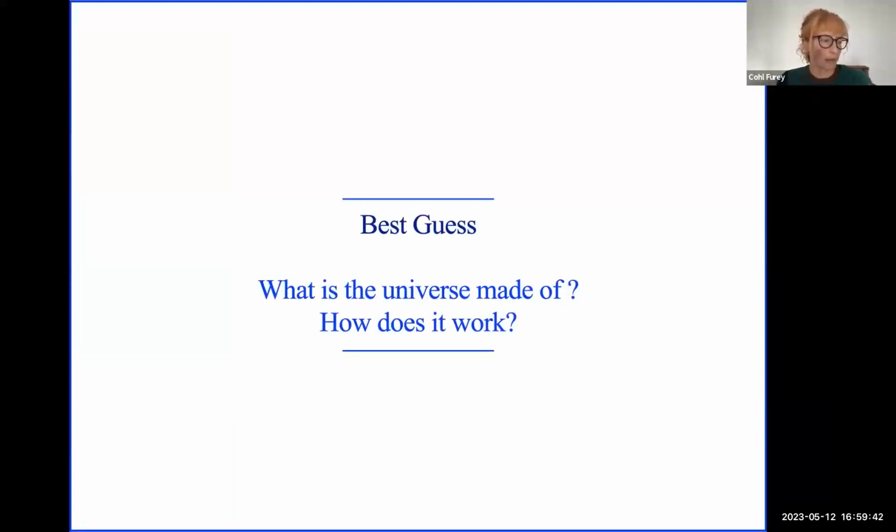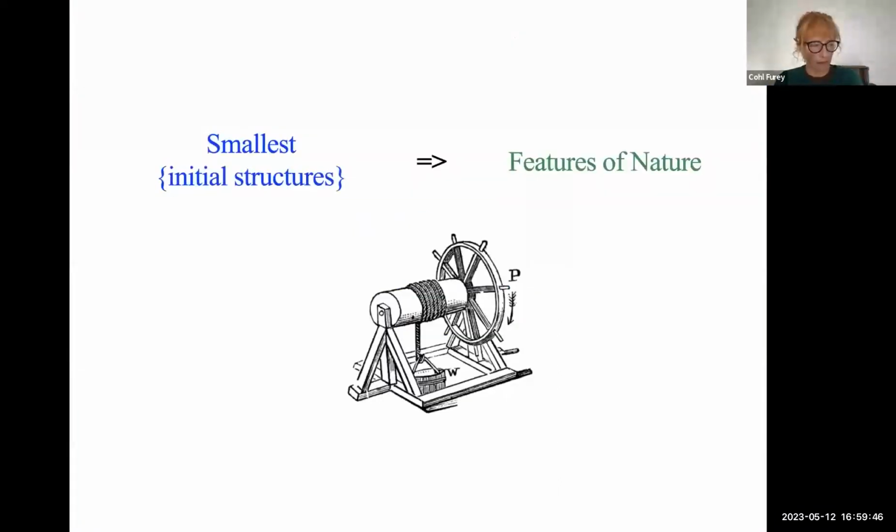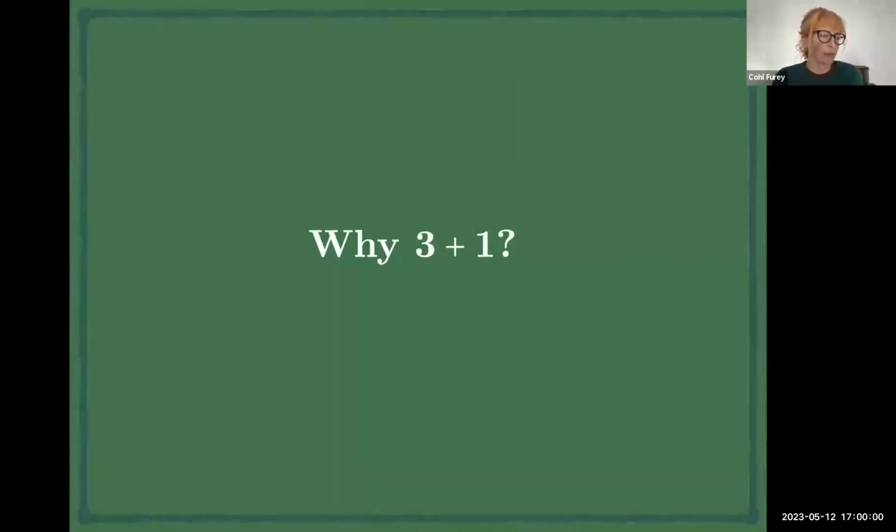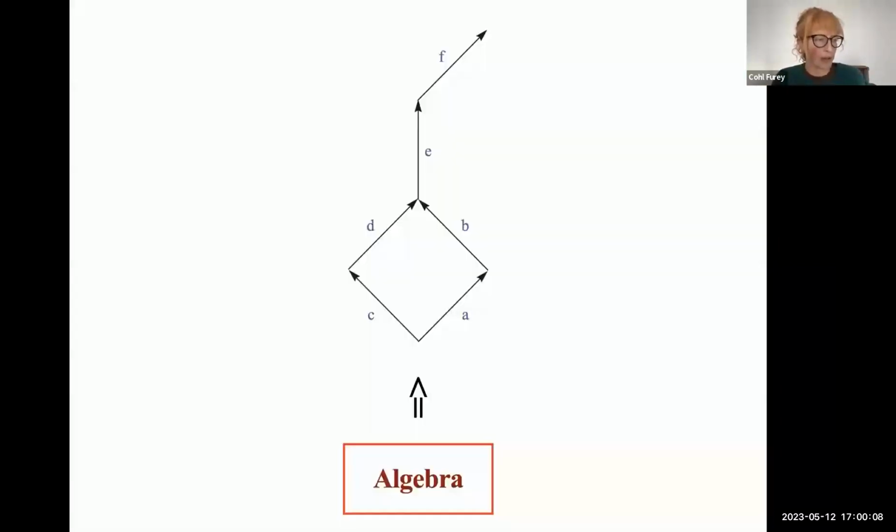Hence, we set out to build a model based on the smallest number of initial inputs possible. This led to the proposal of doing away with the QFT picture of fields on top of a space-time manifold. And instead, we propose a single structure of directed graphs. However, we quickly found that these directed graphs are not going to provide us with enough information to be able to explain why space-time has 3+1 dimensions. So from this point, we propose that these directed graphs should originate from the operations of an algebra.